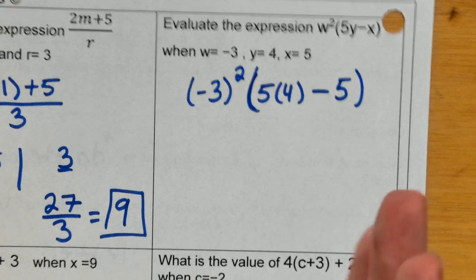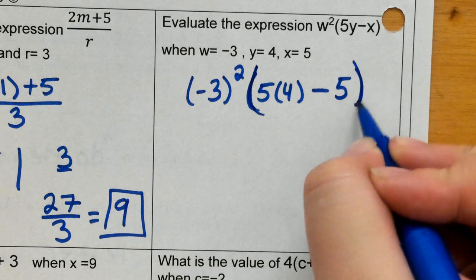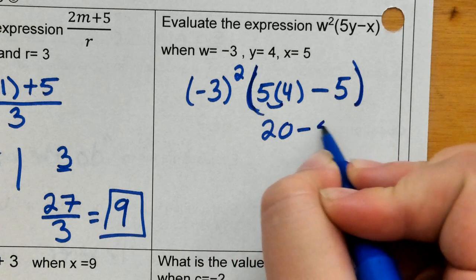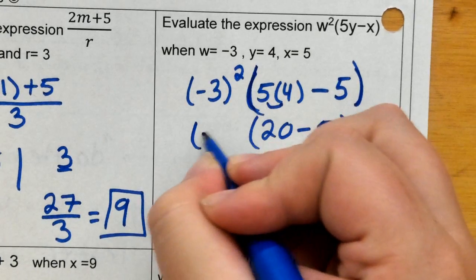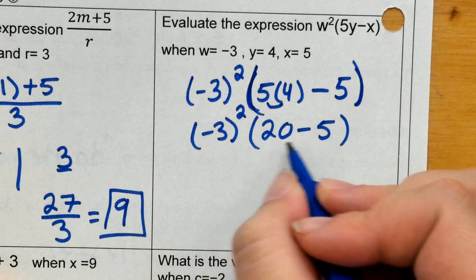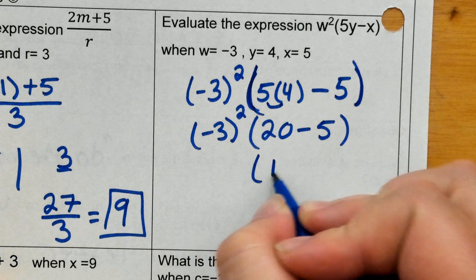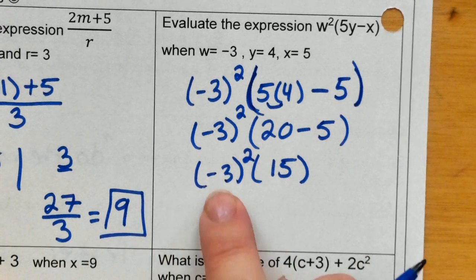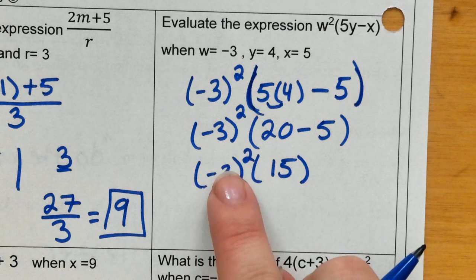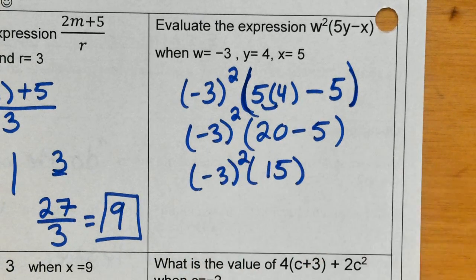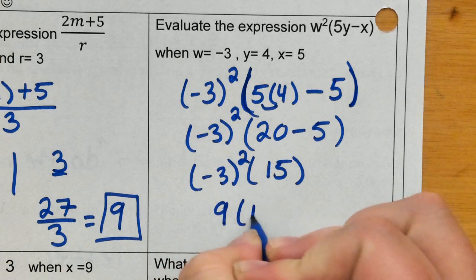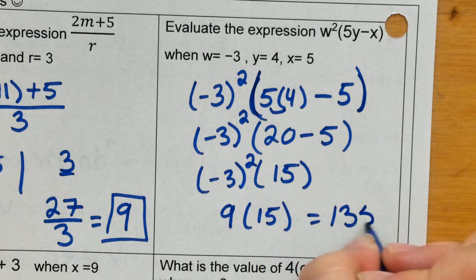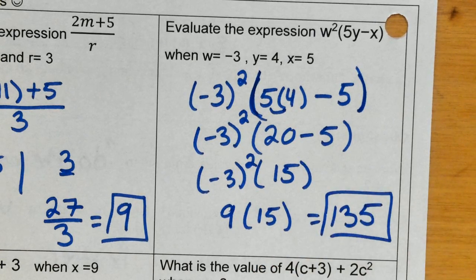Again, we're going to do the order of operations first. So inside this big grouping I have multiplication here. 5 times 4 is 20. Still have this negative 3. In my grouping, I'm still not done yet. 20 minus 5 is 15. And I still have this negative 3 squared. So now we're going to do that exponent. Negative 3 exponent 2 is 9. 9 times 15 is 135.